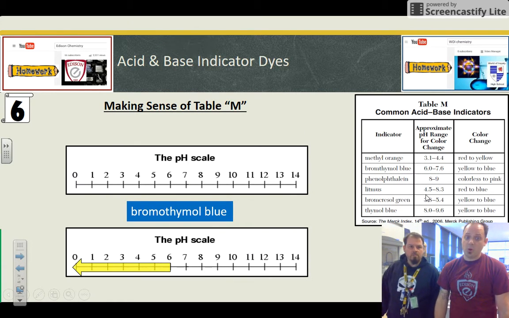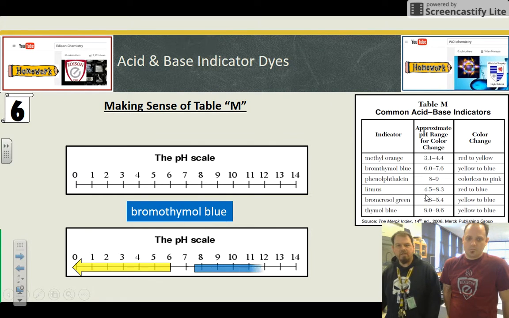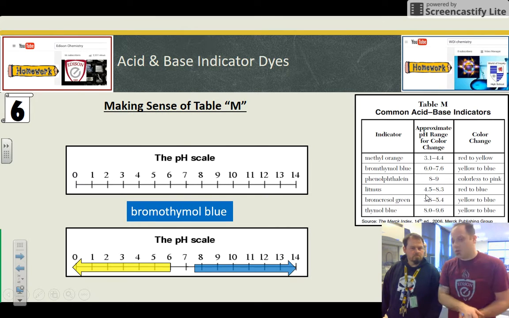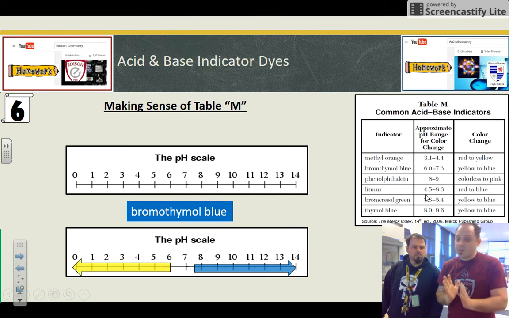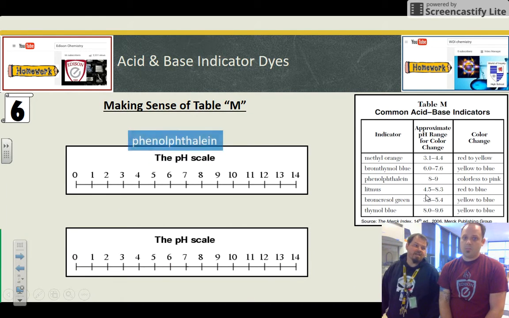There you go. Bromothymol blue. So from the left of 6 is yellow, and to the right of 7.6 is blue. If you drip this into your solution and it turned green, you'd know that the pH of that solution is somewhere between 6 and 7.6. Now we're really reading the chart because it doesn't say anything about green there.